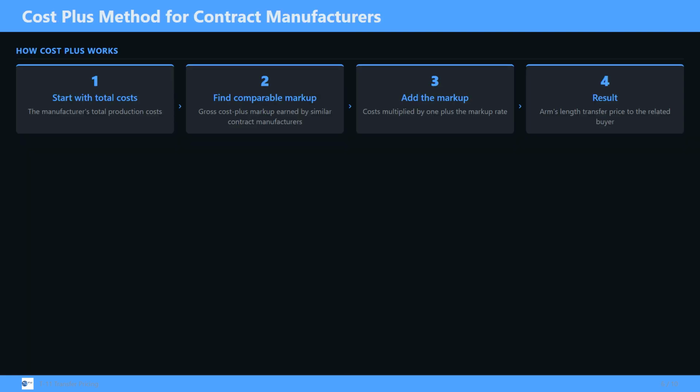Now flip to the other end of the chain, the Cost Plus Method. This one applies when a related contract manufacturer produces goods for an affiliated buyer. Instead of starting from a resale price, we start from what the manufacturer actually spent to produce the goods, then add a comparable markup that independent contract manufacturers would earn on that same kind of work.